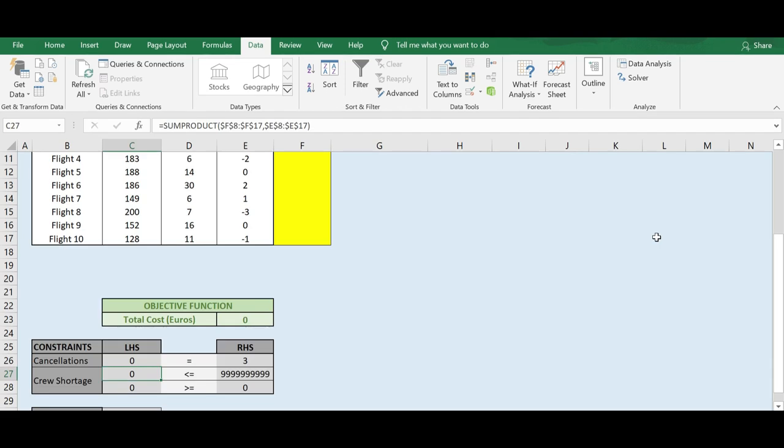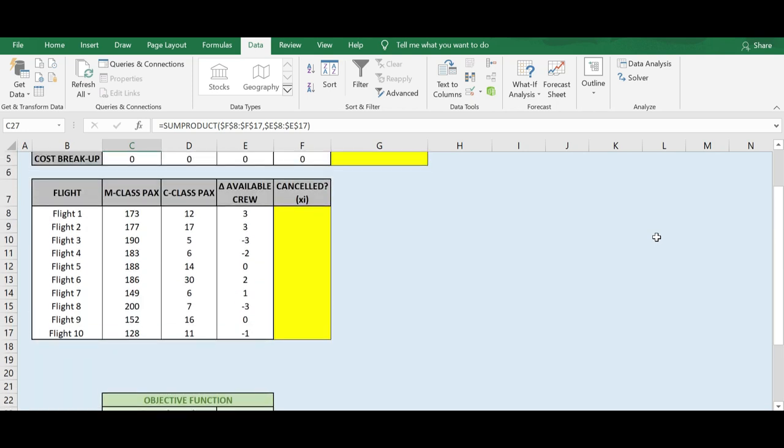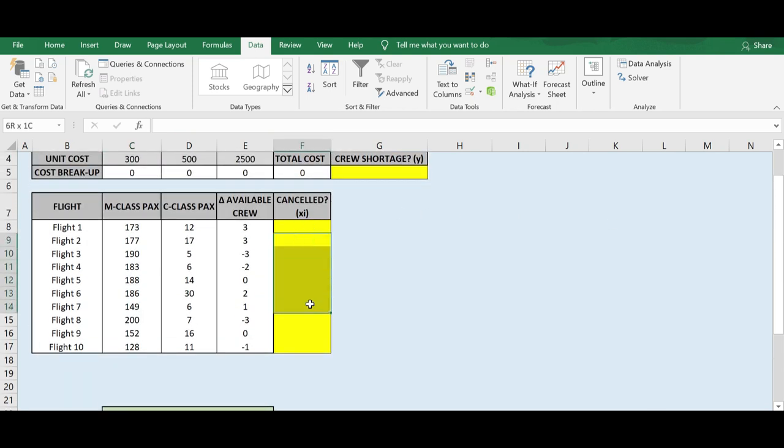Constraint 2 and 3 work to enforce the crew shortage constraint. We know that the crew shortage variable, which is Y, is linked to the cancellations, because if the cancellations result in the available crew being positive, then Y should take a value of 0. And if the cancellations result in there being a shortage, then Y should take a value of 1.